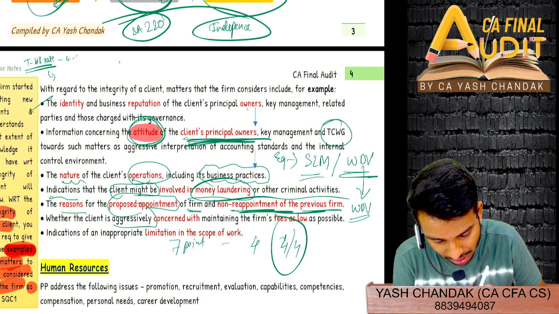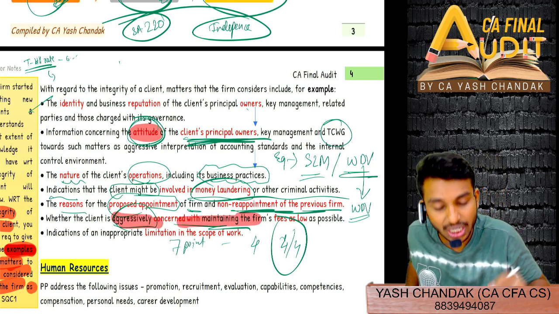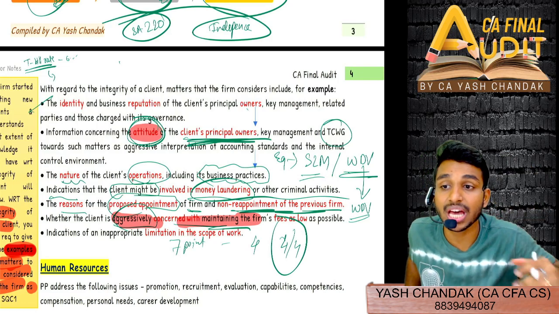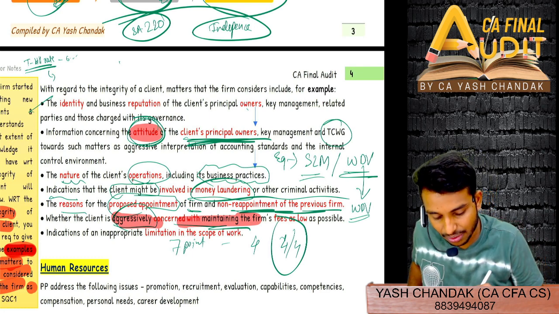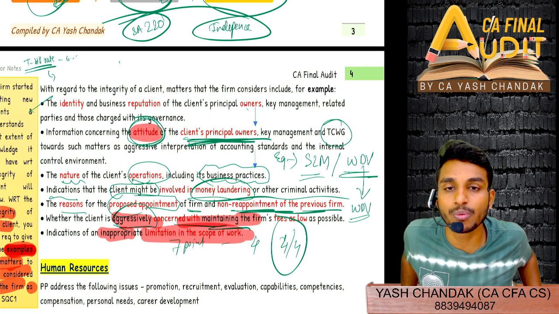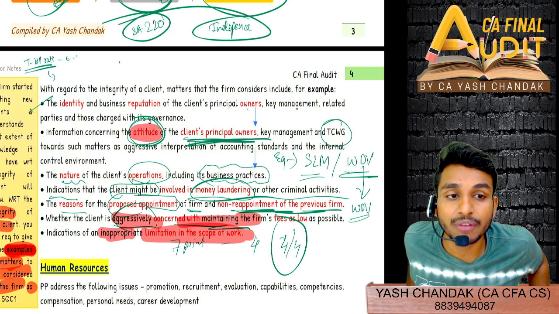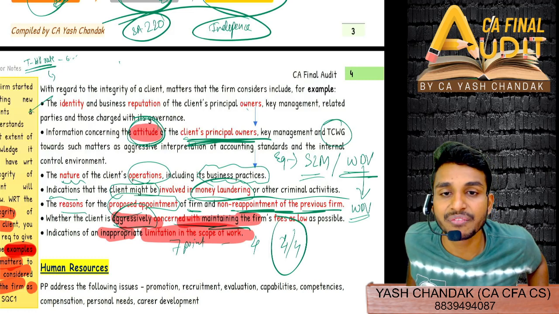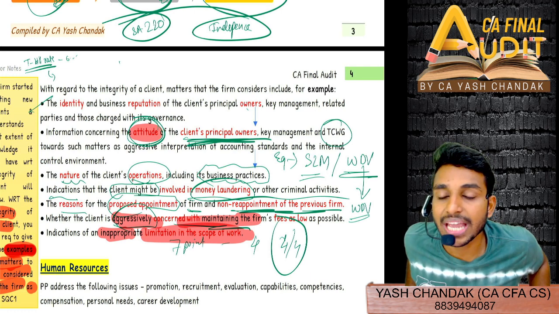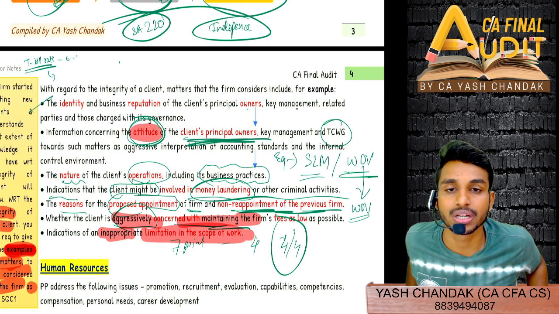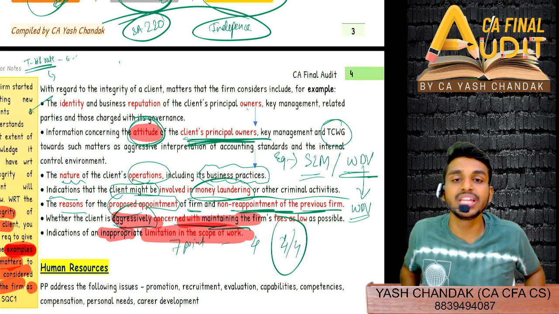And then whether the client is aggressively concerned with maintaining the firm's fees as low as possible. That means the client is aggressively pushing us that no, you cannot charge us high fee. They are aggressively pushing for low fees. And lastly, indication of an inappropriate limitation in the scope of work. This is also very important, that you can get to know while communicating with the previous auditor. You can just simply ask them whether in any year or in any part of their tenure as an auditor, they were ever limited with the scope of work, whether there was any sort of limitation in the scope of work during any time in their tenure as an auditor.